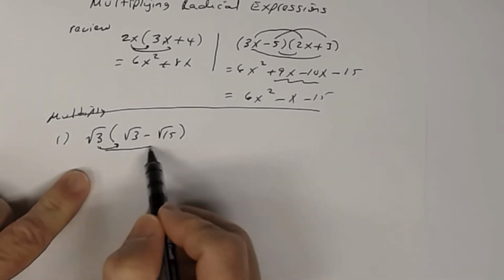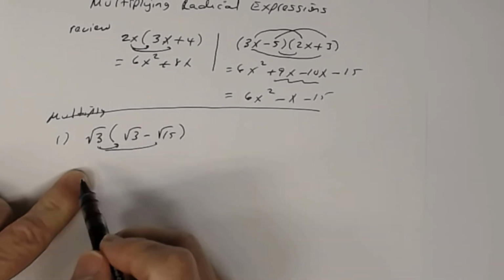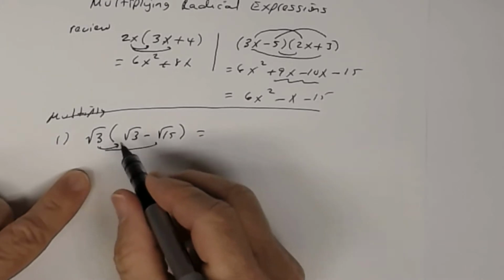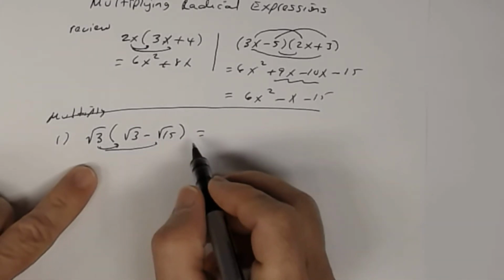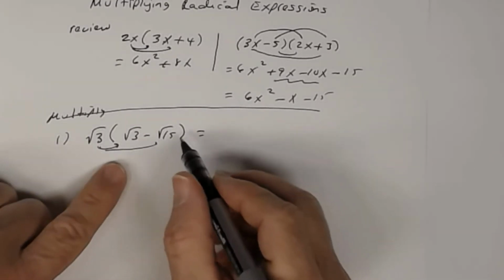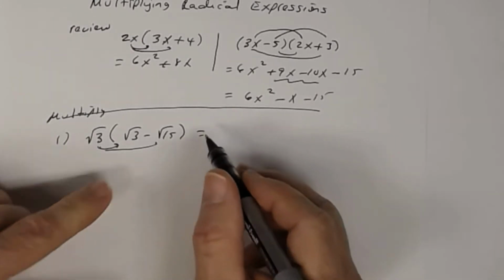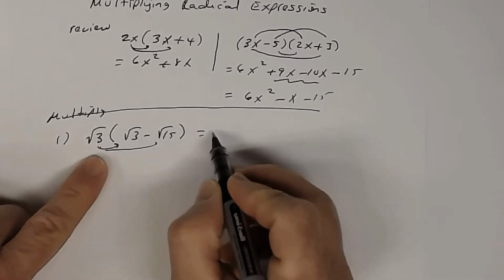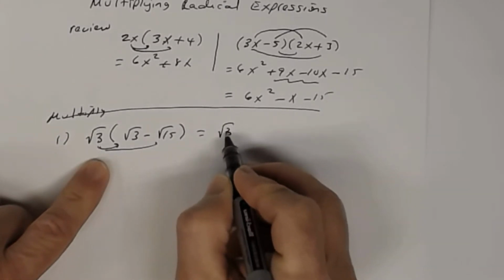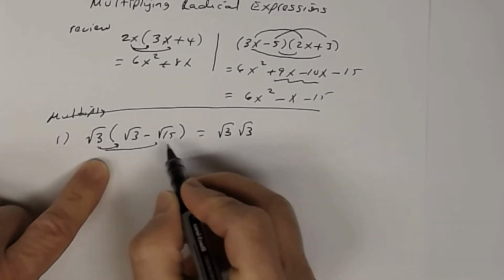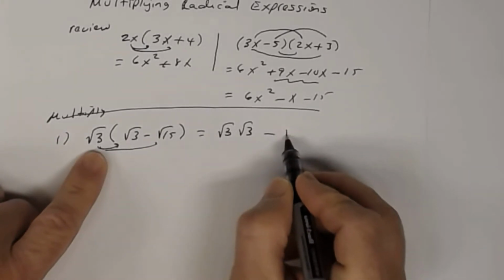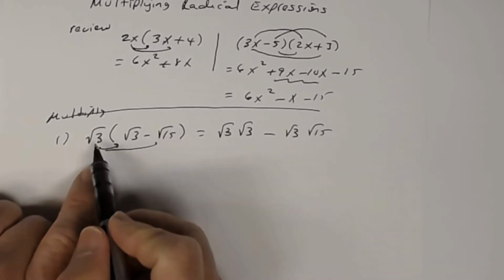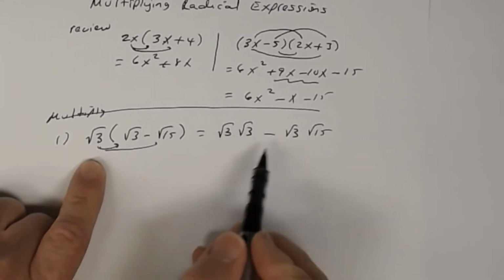So using the distributive property, I have the square root of 3 times the square root of 3, and most of you know right away that the square root of 3 times the square root of 3 is just 3. I'm going to go ahead and write this work for right now, but I'm not always going to do this. This right here means the square root of 3 times the square root of 3, minus the square root of 3 times the square root of 15. So each of those terms is being multiplied by the square root of 3, and that's what you see here.